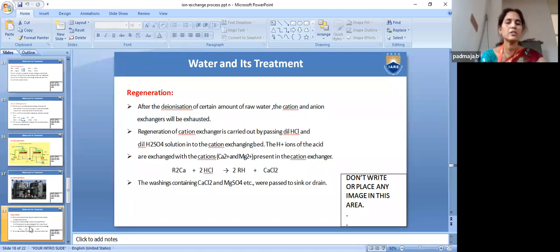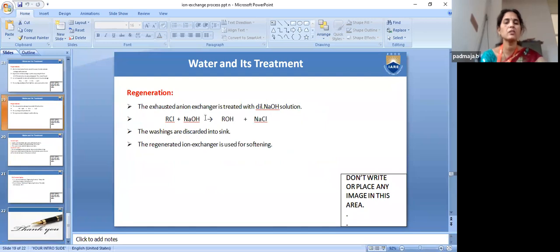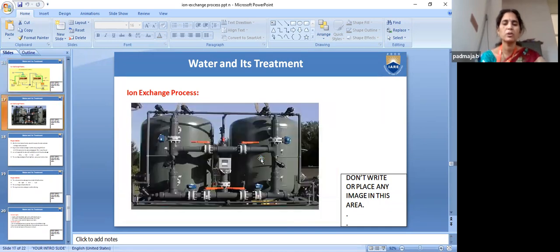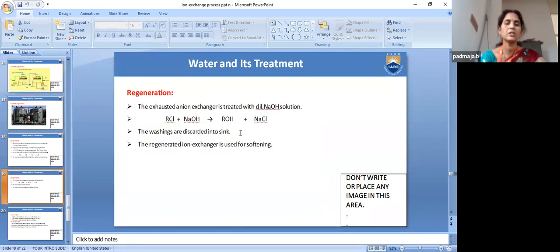Next is the anion exchanger resin. For the anion exchanger resin, we will use sodium hydroxide solution. We are passing sodium hydroxide solution through the anion exchanger bed. You can see in the diagram. We use the alkaline solution, sodium hydroxide, containing OH minus ions, and pass it through the anion exchanger bed. What is there in the anion exchanger bed now? It is completely covered with chloride ions or sulfate ions. We wrote RCl. So this is the anion exchanger bed.